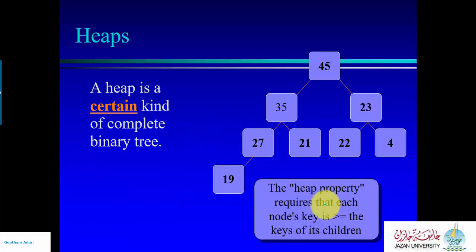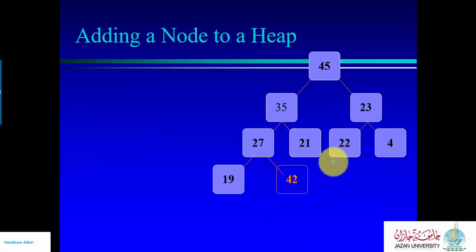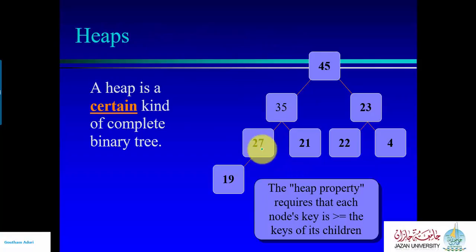So the heap property requires that each node key is greater than or equal to the keys of its children. So what are the keys that are there? It should be greater than or equal to the keys of its children. So normally it should be greater. If you want to add any element to the existing tree, you should start from the ending. I should start from here, and I can put a node with any element that you want to insert. So this is where the insertion starts.